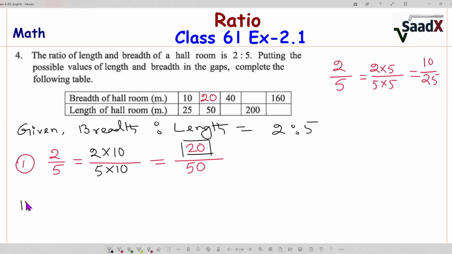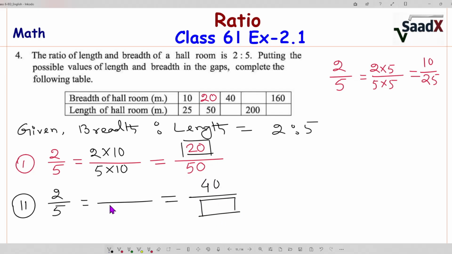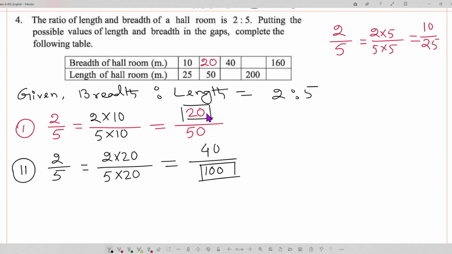Second one, here again 2/5 equals, we don't know, so here 40 is mentioned and the denominator is blank. So what will be the result? 2 times 20 is 40, so we multiply the same number, 20. Here 5 times 20 is 100, right? So here is 100.